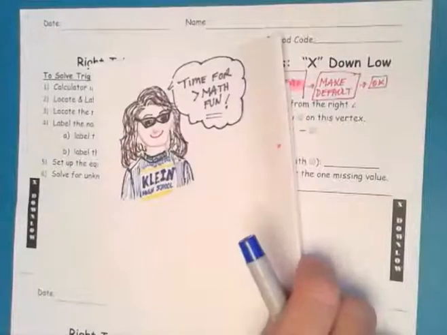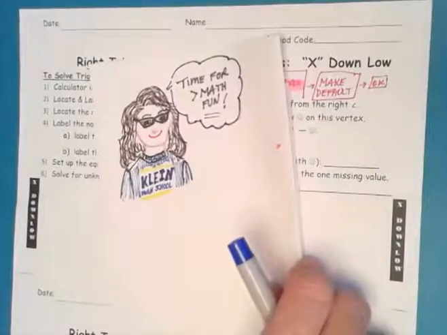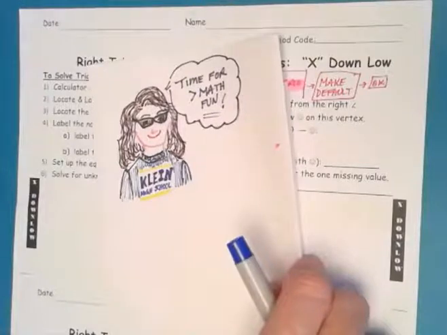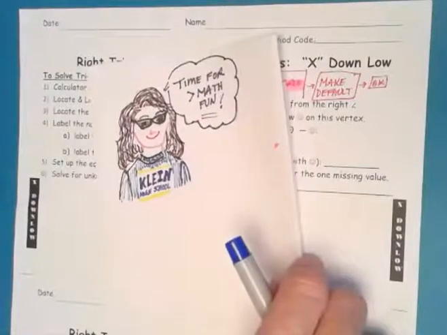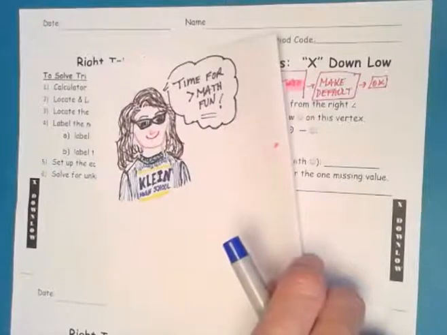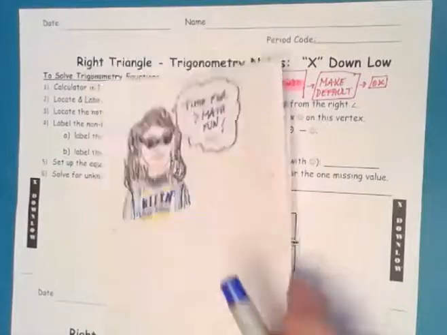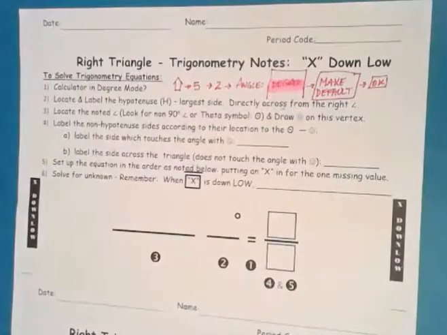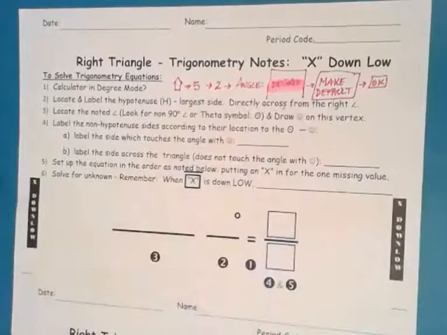Okay, so now we're going to work with problems where x is down low. And I should have made it clear, and I will now, that when x is on high or x is down low, we are always solving for the length of a side. It's either the adjacent or it's the opposite side. So again, make sure your triangle's in degree mode.